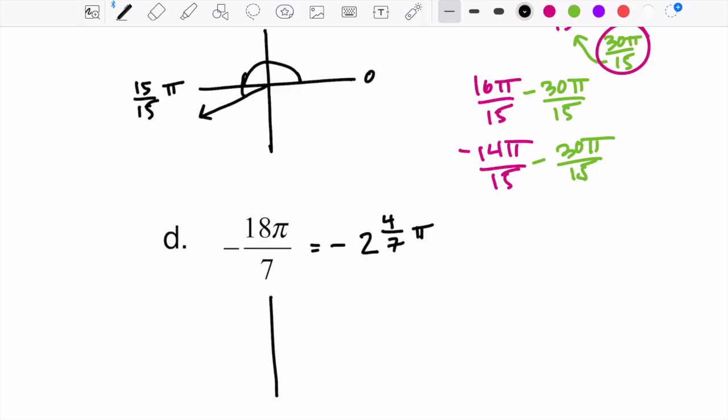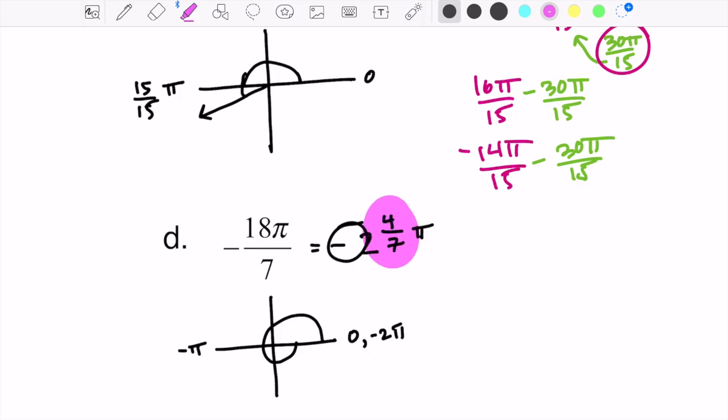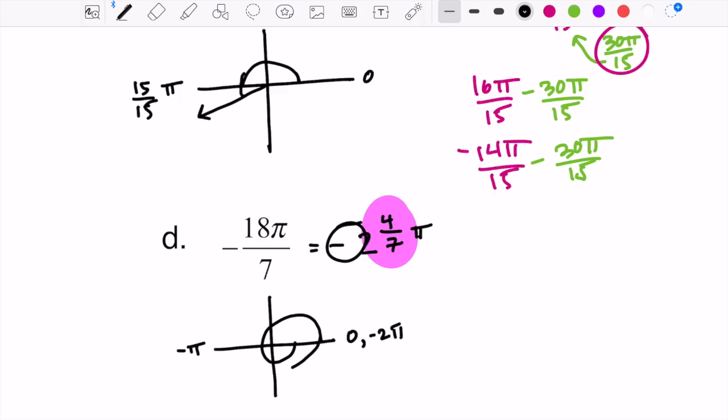So when I graph this, this is 0 and this is negative pi. And it's negative because this is negative, so we're going to go down. So this is negative 2 pi. And now we have 4 out of 7. So we're cutting this into 7 equal pieces and approximating 4. So the way I like to do this is I look at this part of the fraction right here. Is that bigger than a half or less than a half? So 4 out of 7 is bigger, which lets me know that this should go beyond the halfway mark.